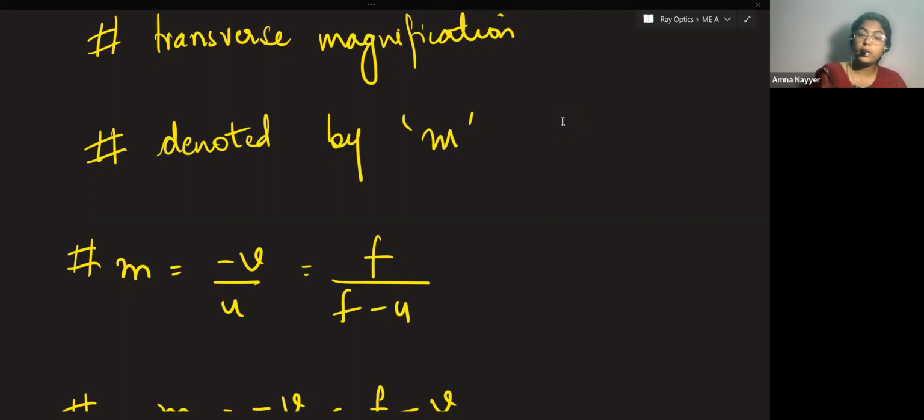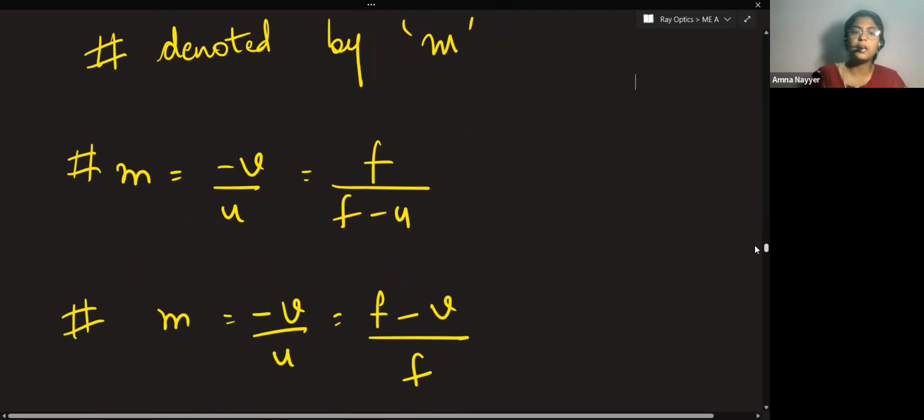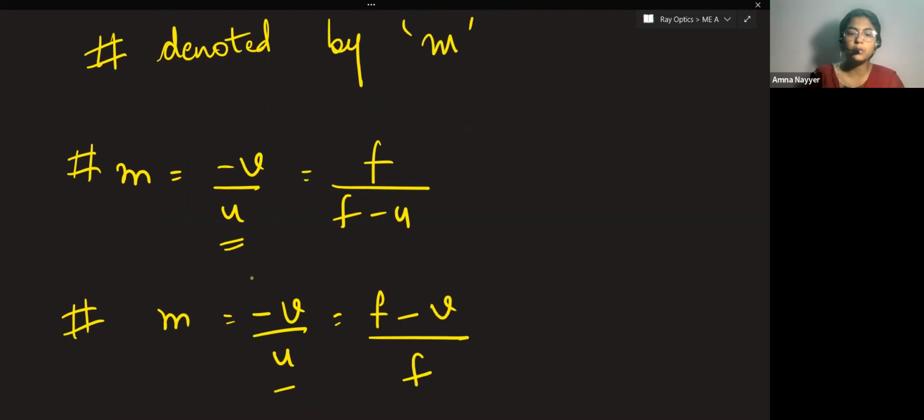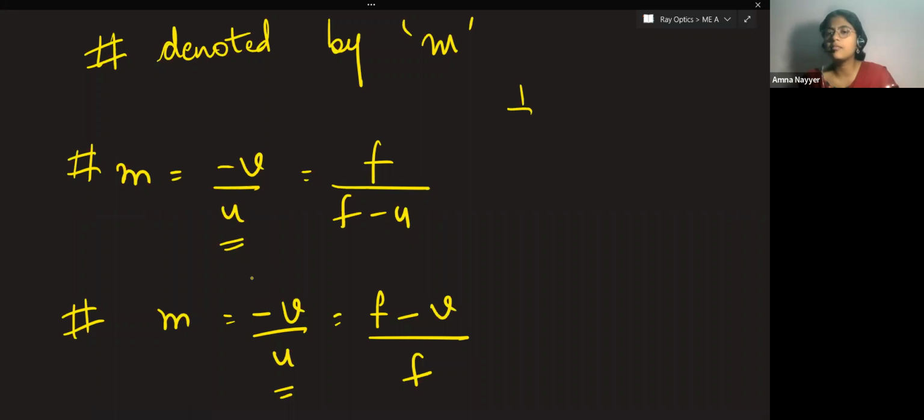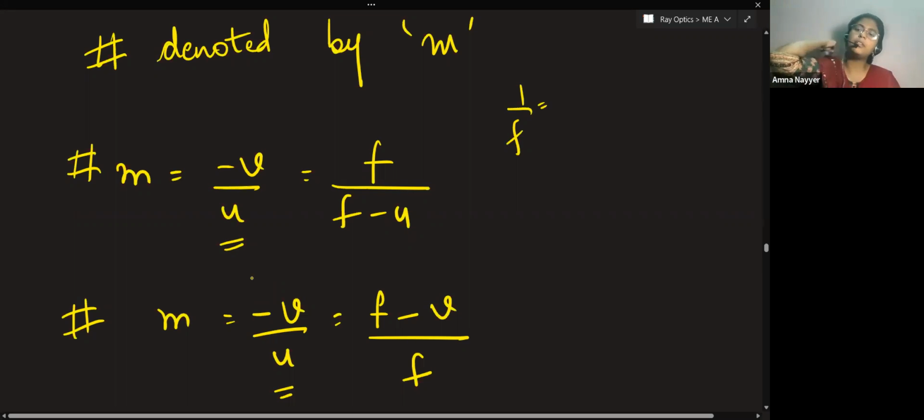Fine. Now, in the formula m is equal to minus v by u. Suppose you have focal length given and you have object distance given to you. These two terms are given, focal length and object distance, but image distance is not given. So how will we calculate magnification then? For that, you can simply use the mirror formula. 1 by f will be equal to 1 by v plus 1 by u.